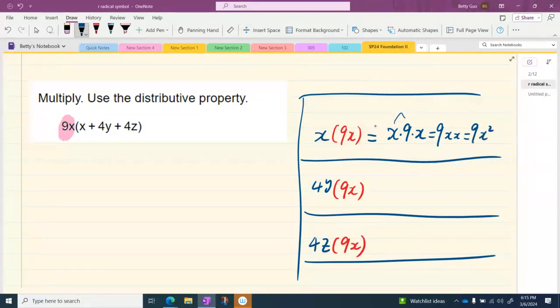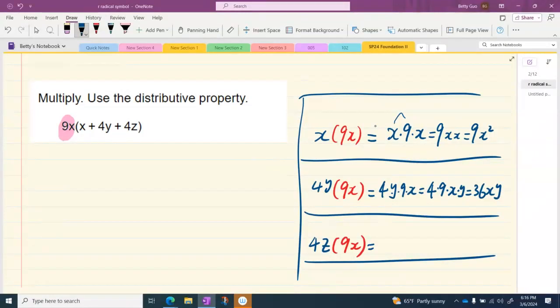Repeated multiplication can be written as an exponentiation. So x times x is x squared. So that's the first term after we distribute. Second term is 4 times y times 9 times x. Yeah, again, we switch the order of the 4 factors in the multiplication. We write 4 and 9 together, and then write x and y together. 4 times 9 is 36. 36x times y. Yeah, normally we want to follow the alphabetical order, right? So we write x in front of y.